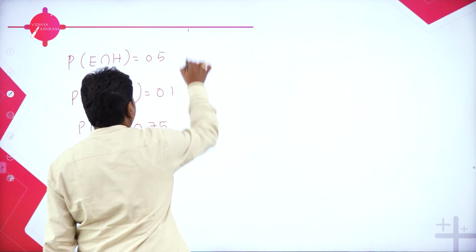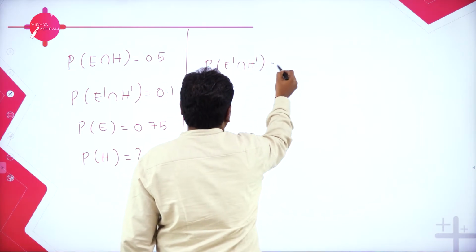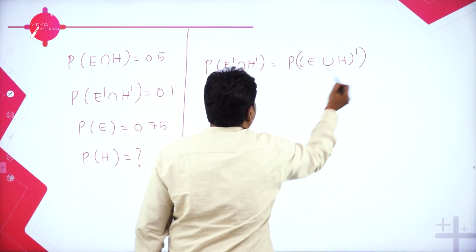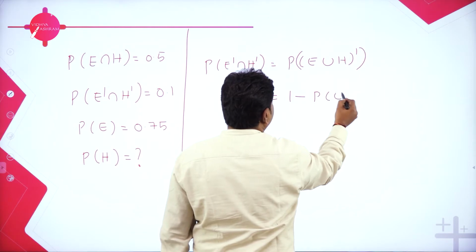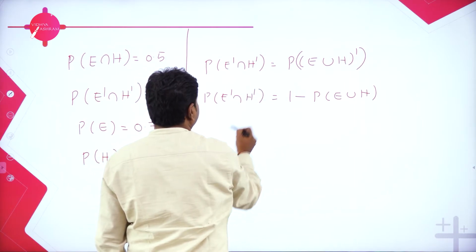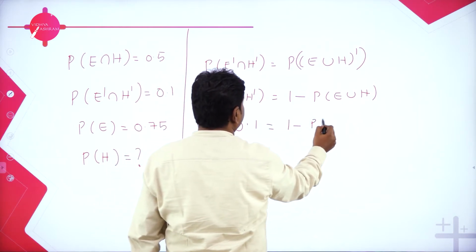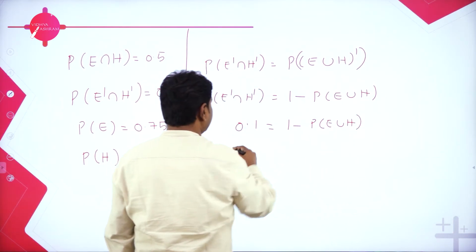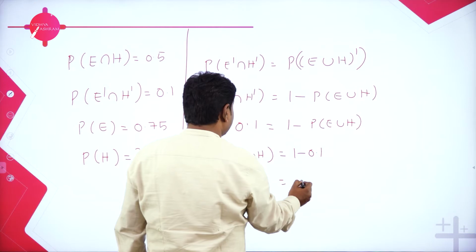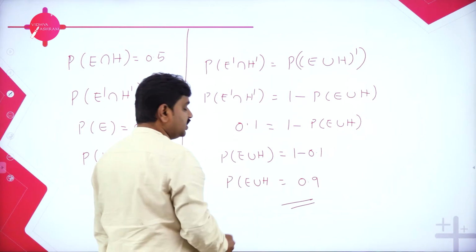So now we'll go to the formula. P of E dash intersection H dash, according to De Morgan's law, I can write it as E union H the whole dash. Further, this can be written as 1 minus P of E union H. Now, dear students, you know the LHS, this is P of E dash intersection H dash, that is given how much? 0.1. So 0.1 is equal to 1 minus P of E union H. Rearrange this, bring it to LHS. So you will get P of E union H is equal to 1 minus 0.1. 1 minus 0.1 gives you 0.9. So you got P of E union H.